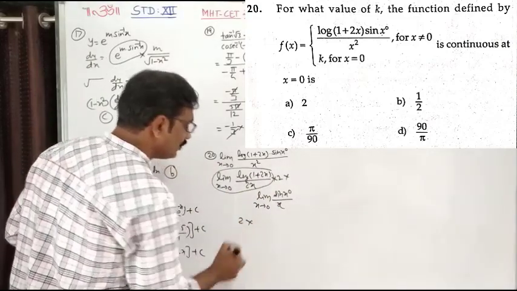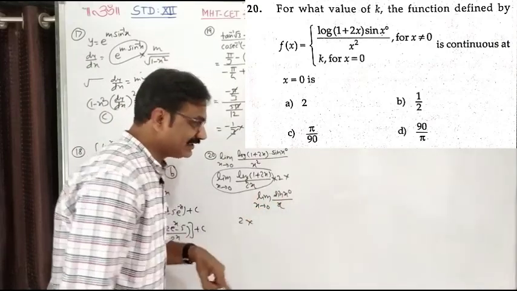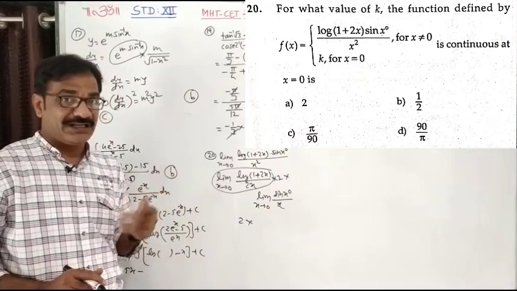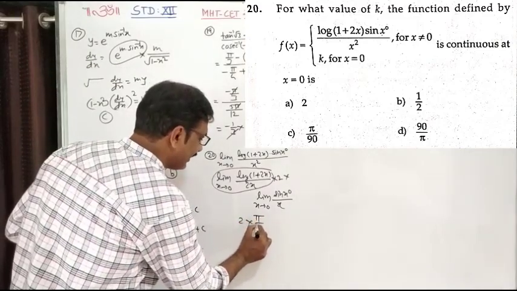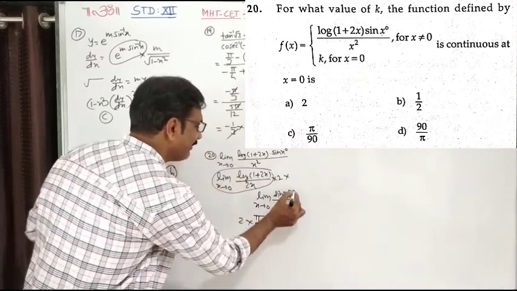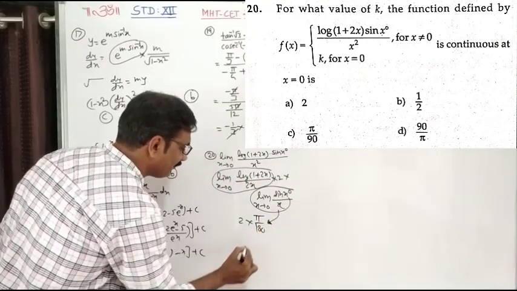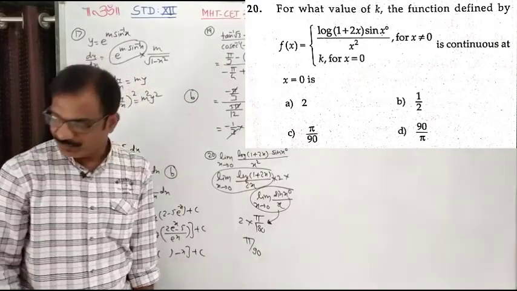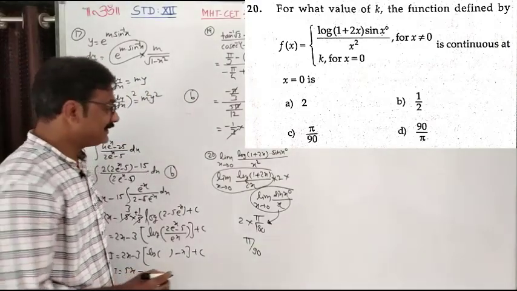It is a 2. And remember, when it is sin x upon x it is a 1, but when it is sin of x degree it is pi upon 180. Conversion, you multiply by pi upon 180. Directly remember this, the answer is pi upon 180 always. So dividing by 2, your answer is pi by 90. So for question number 20, your option is C.